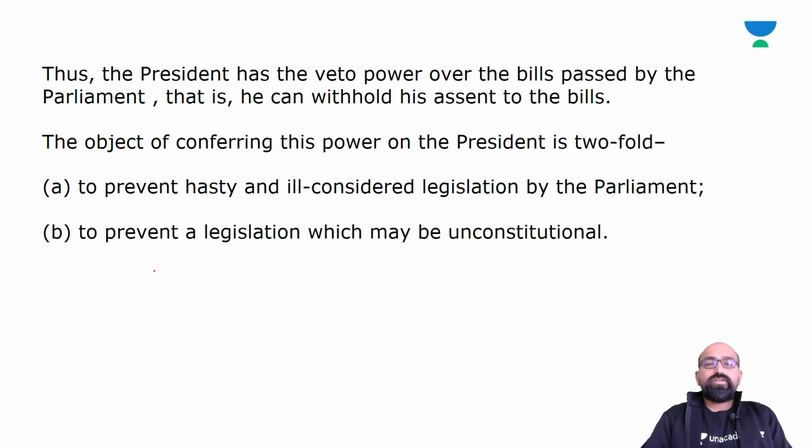Thus, the president has the veto power over the bills passed by the parliament. That is, he can withhold his assent to the bills. The object of conferring this power on the president is twofold: to prevent hasty and ill-considered legislation by the parliament, and to prevent a legislation which may be unconstitutional.